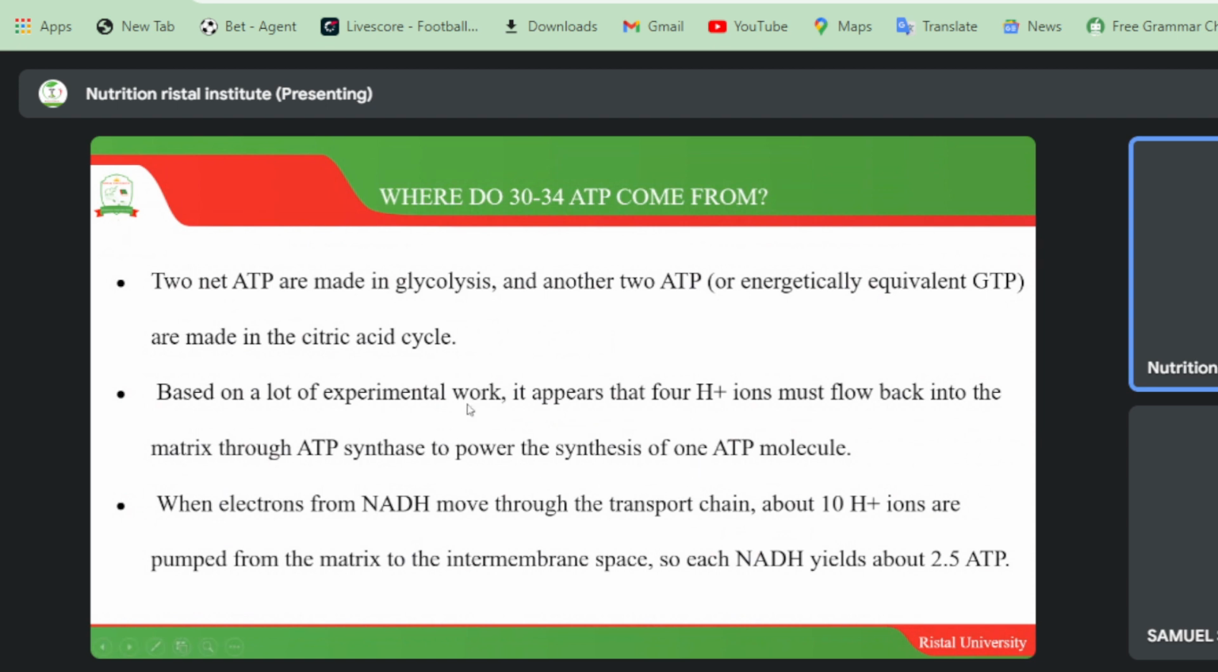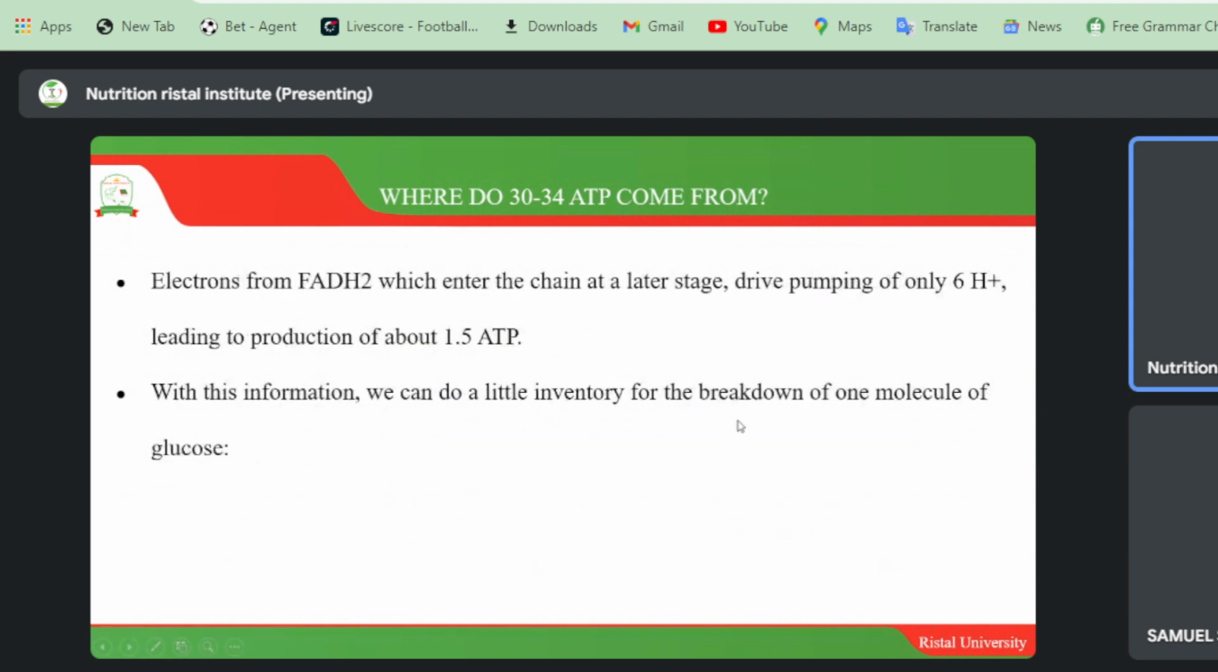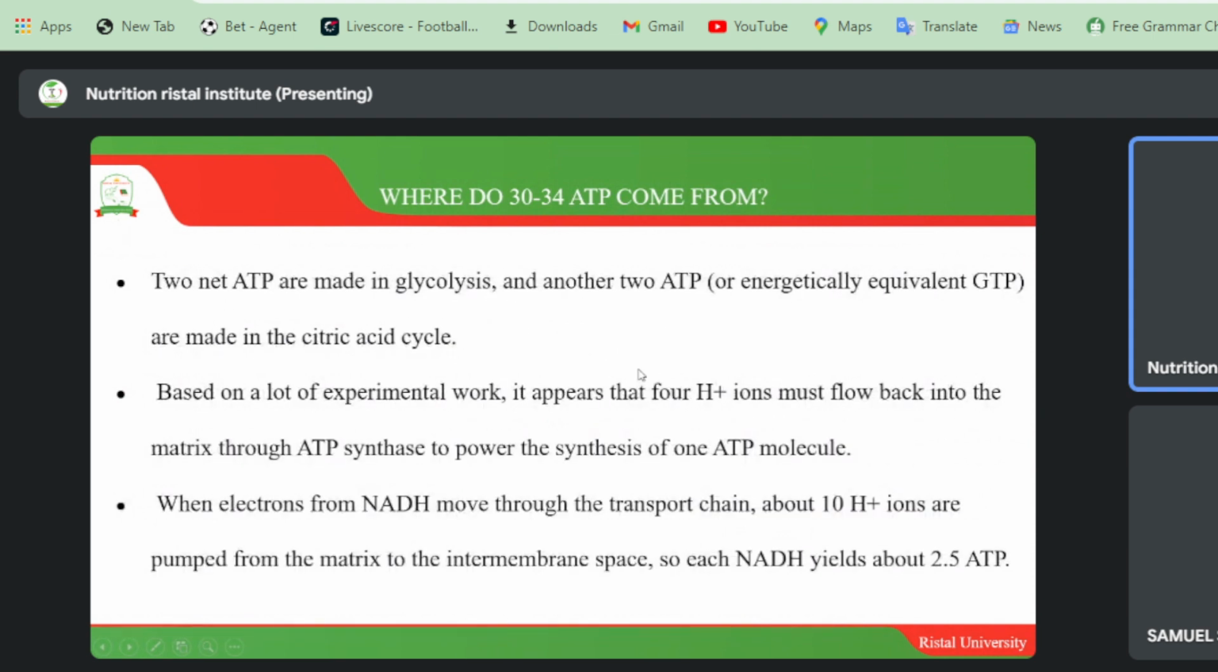Now, based on a lot of experimental work, it appears that four hydrogen ions must flow back into the matrix through ATP synthase to power the synthesis of one ATP molecule. So this is where the energy production during the electron transport chain comes in. Four hydrogen ions will produce one ATP.